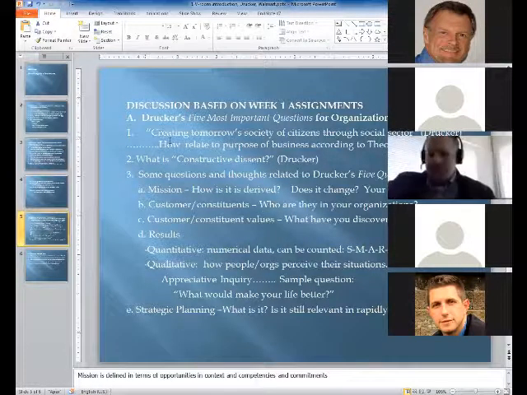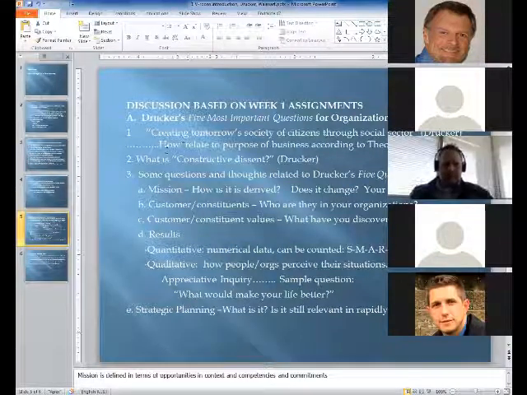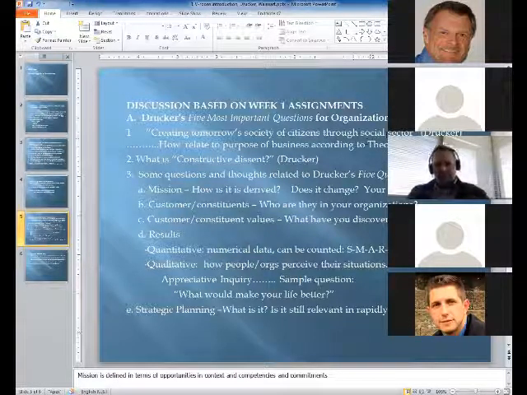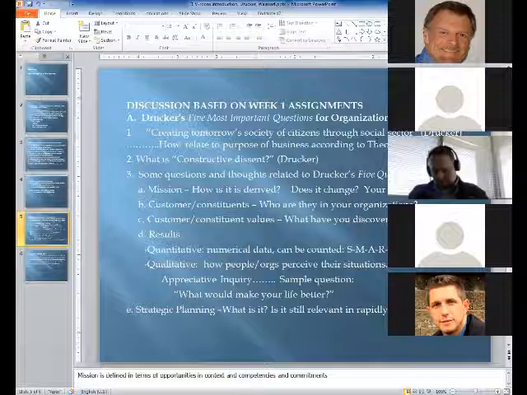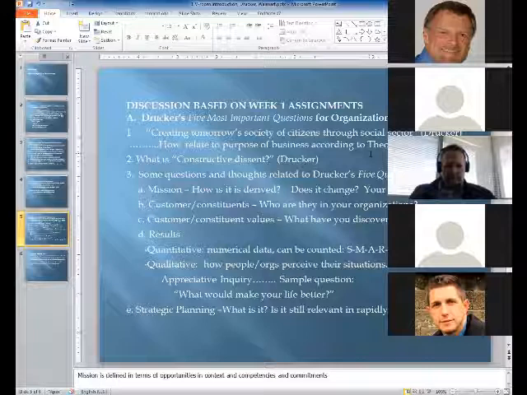I was looking at this quote from Drucker that I put on the slide. Drucker defines one of the parts of the purpose of a business as creating tomorrow's society of citizens through the social sector. And so, I was trying to relate the purposes of business to our theology of work.